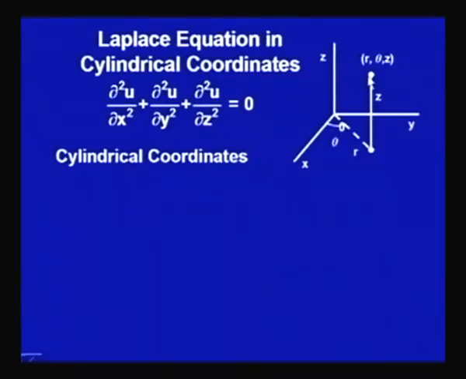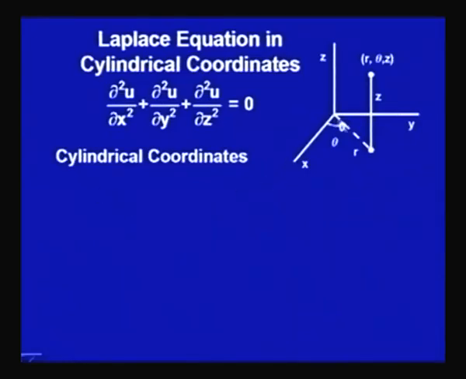So, what we are now defining is that this point is being transported to the xy plane, and in the xy plane we are using the coordinate system r and theta, and this is z. So, what we have is cylindrical coordinates.